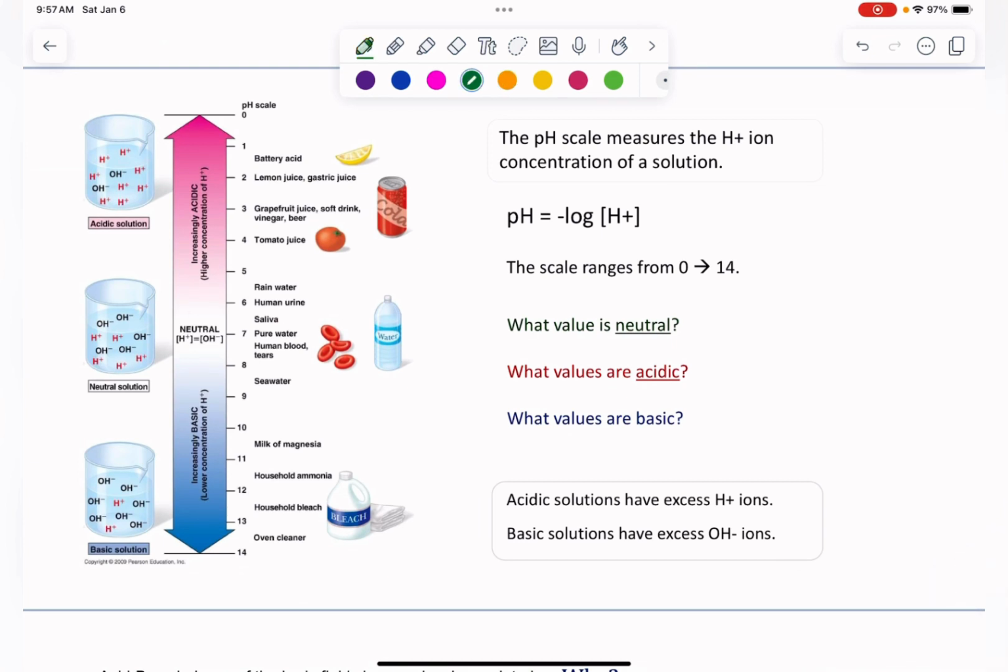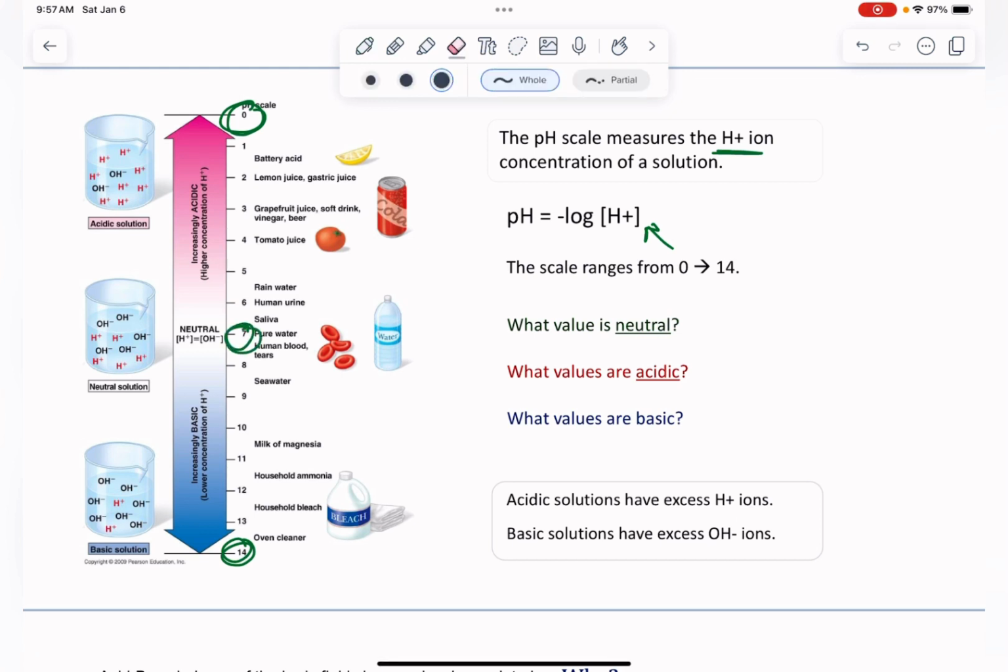Now you may know this already, but we measure how acidic or basic a solution is with the pH scale. So the pH scale measures the hydrogen ion concentration of a solution. And the official formula for pH is the negative log of the hydrogen ion concentration. This scale ranges from 0 all the way up to 14, with pH 7 being neutral.